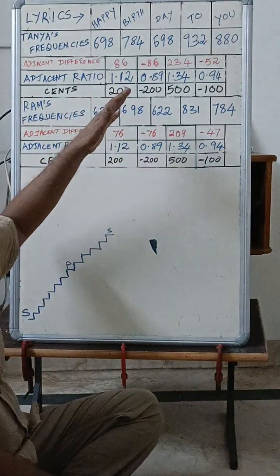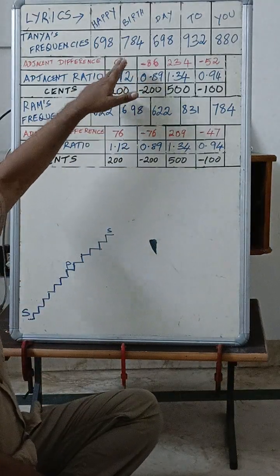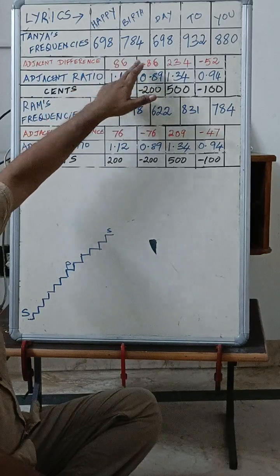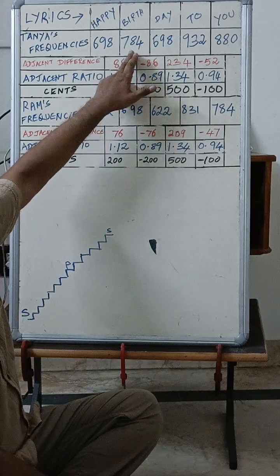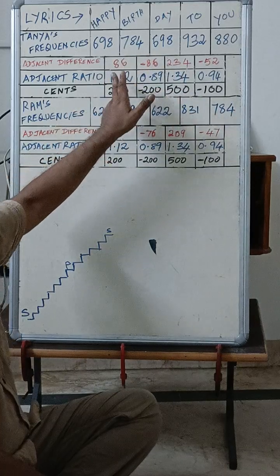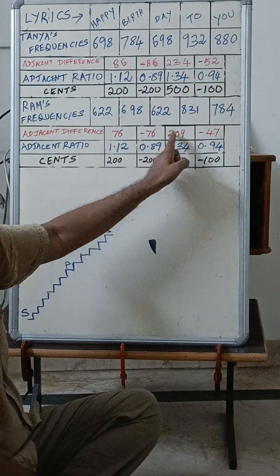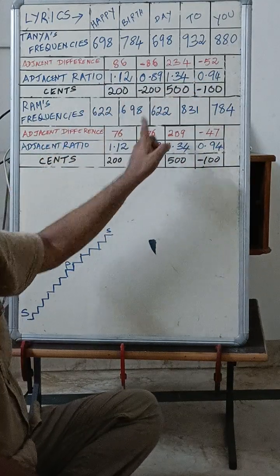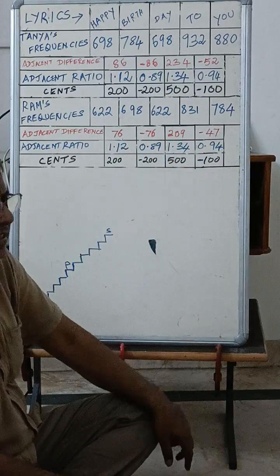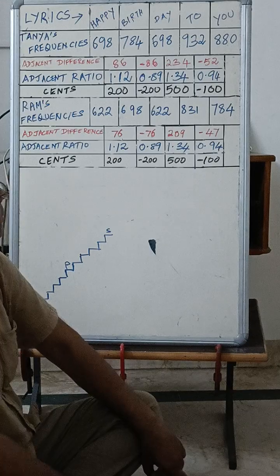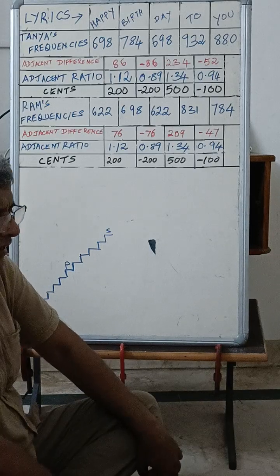So the first thing I did was try to subtract the frequencies. Like 784 minus 698 is 86. 698 minus 784 is minus 86. That's what the adjacent differences are. And here too. Looking at these adjacent frequency differences, there is no pattern that springs out that links up these two tunes. So I tried another tack.